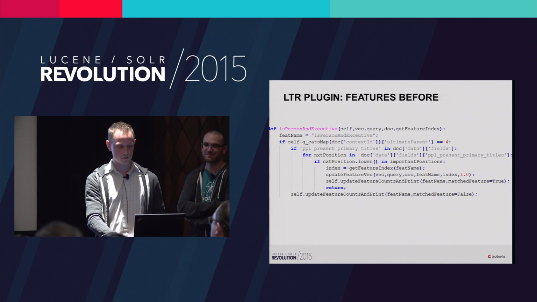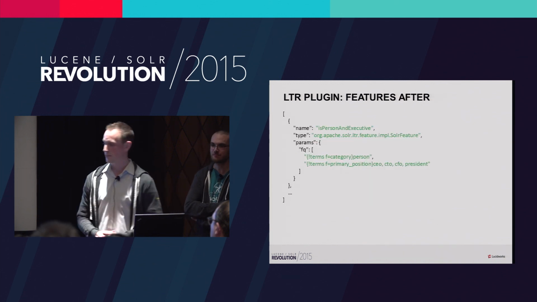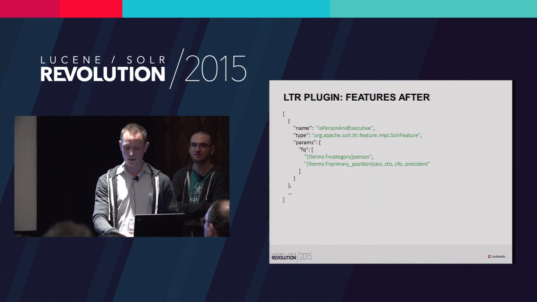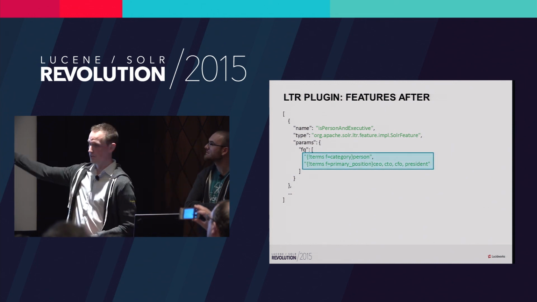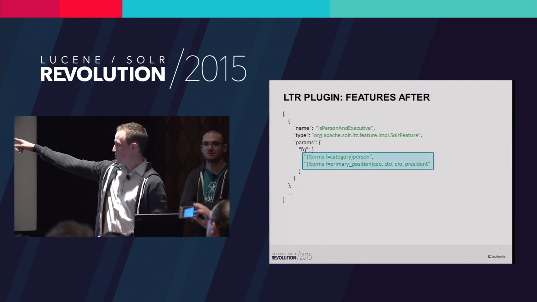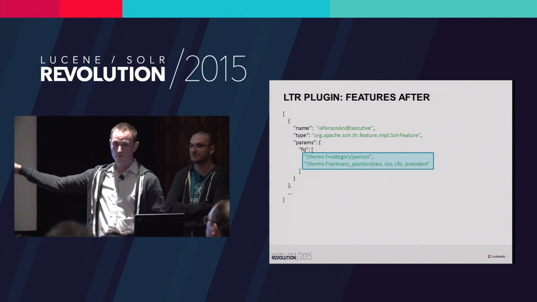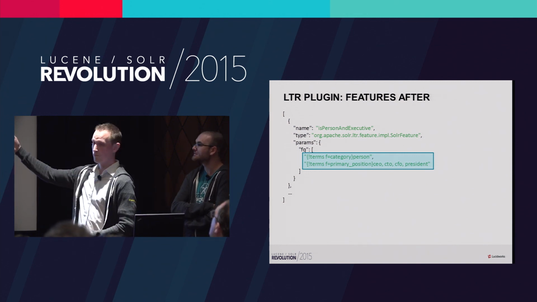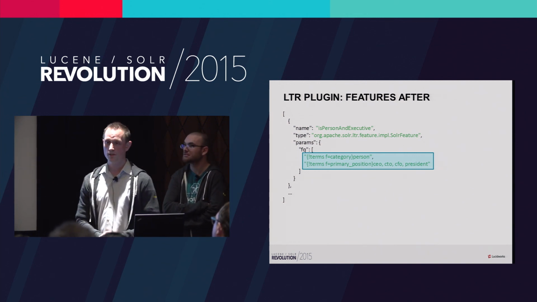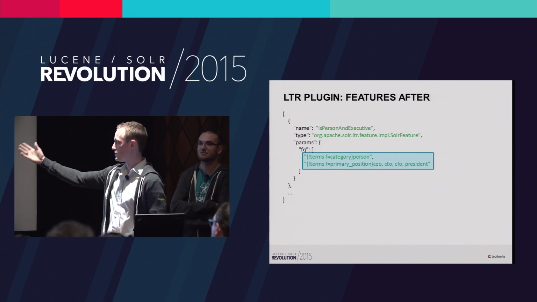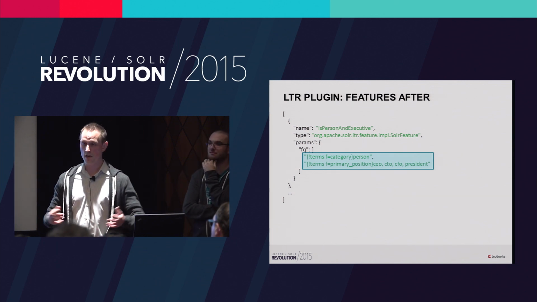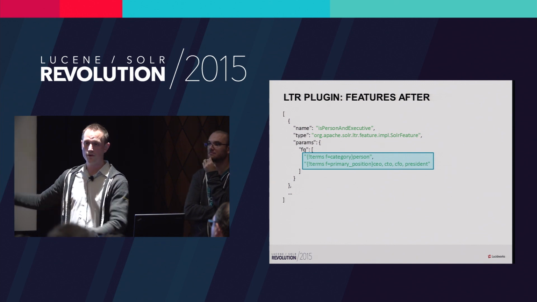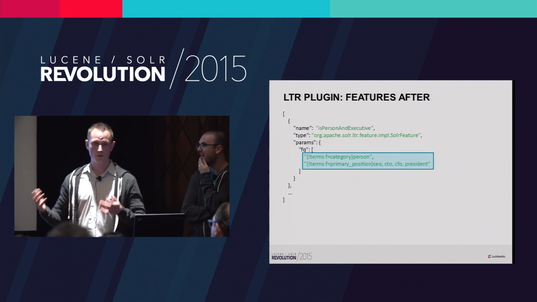So now, now that we've made it config-based, this is what our feature looks like, the same one. And really, the guts of it are just these 2 lines. In this example, we're looking at the category field of the current document to see if it matched person, and the primary position to see if it matched CEO, CTO, CFO, or president. And if the document matched those filtering criteria, this returns 1. If it didn't, it returns 0.